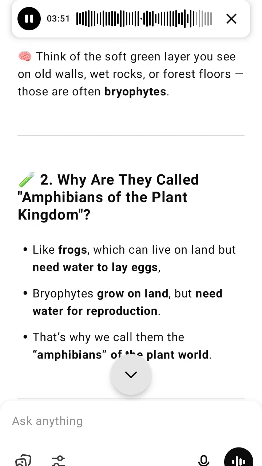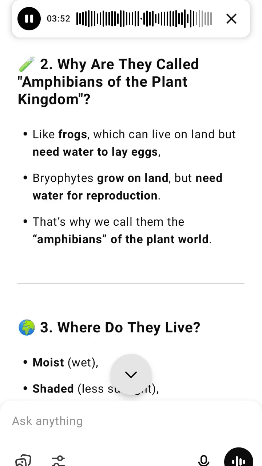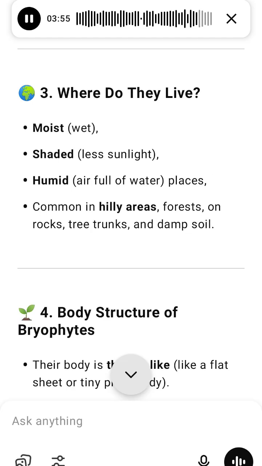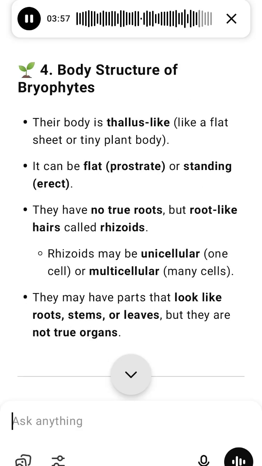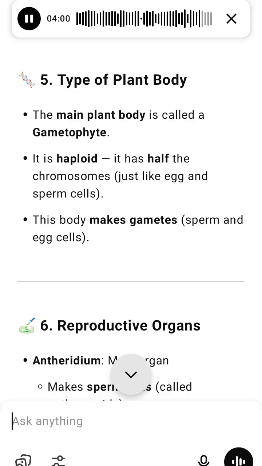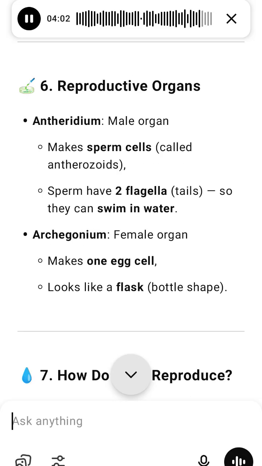5. Practice questions with answers below. Try these. 1. Why are bryophytes called amphibians of the plant kingdom? 2. What are rhizoids? Are they true roots? 3. What is the function of a sporophyte in bryophytes? 4. Name the male and female sex organs in bryophytes. 5. What is peat? Which plant gives it? 6. Do bryophytes have flowers or seeds? 7. Why do bryophytes need water for reproduction?